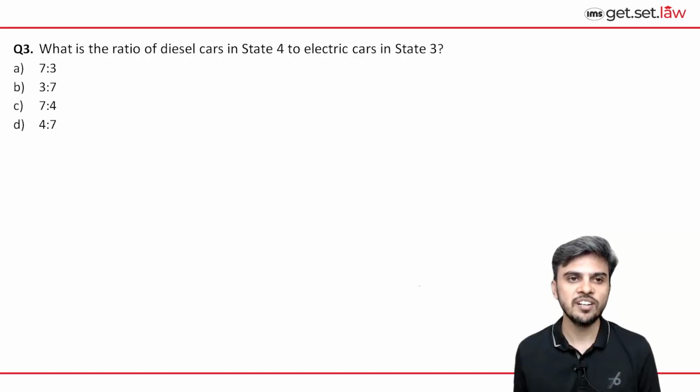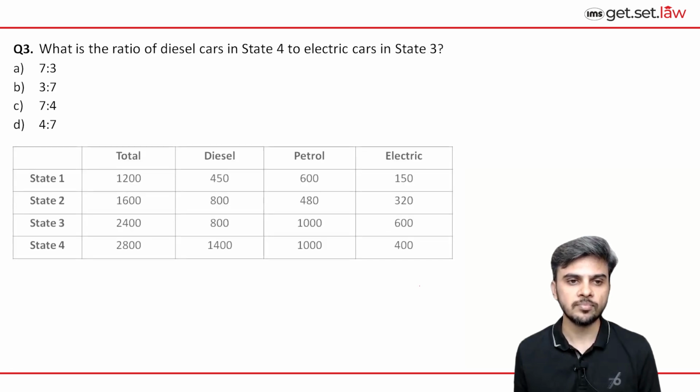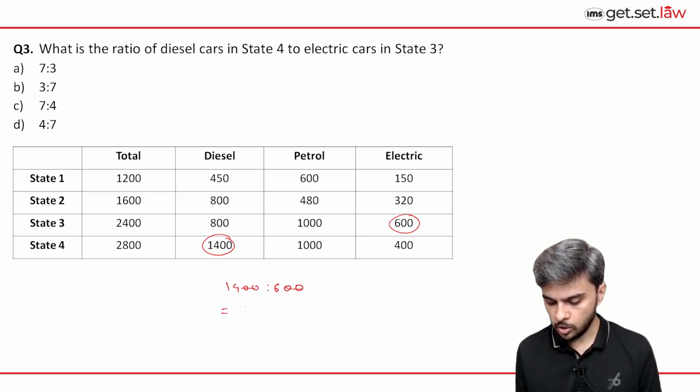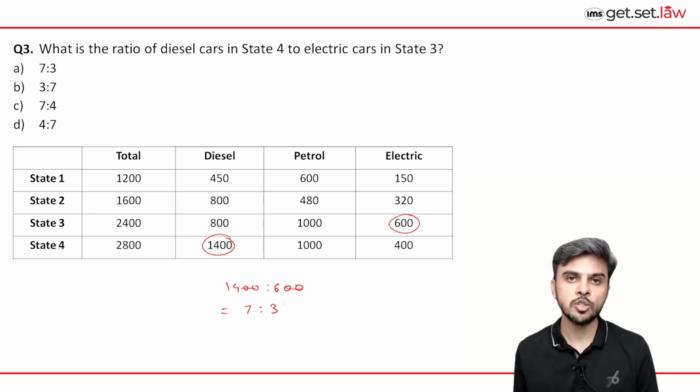Let's look at this question. What is the ratio of diesel cars in state 4 to electric cars in state 3? Diesel cars in state 4 is 1400 and electric cars in state 3 is 1600. So required ratio is 1400 is to 1600, which is 14 is to 16. 2 into 7 is 14, 2 into 8 is 16. So the required ratio is 7 is to 8. Correct answer is option D.